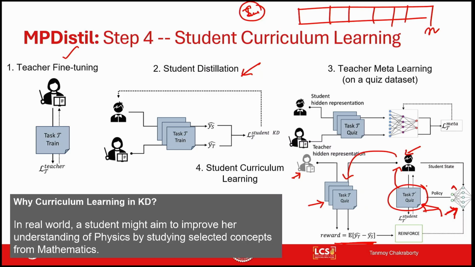So let me again summarize the last stage. You have a meta teacher, you have a student model. You see the performance of the student model with respect to the quiz data. You get some sort of error of the student model. That error will act as a reward for the policy learner. So this will be fed to the policy learner. The policy learner will try to understand which task to be chosen for the student model. The policy learner will choose that task. That task will be given to the student model. The student model gets refined.